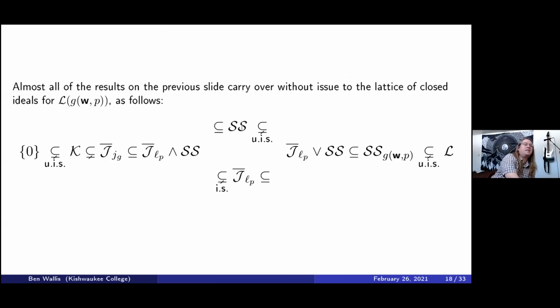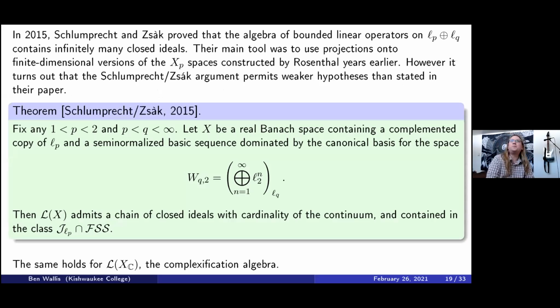So what can we do? How can we further explore this closed ideal structure? Well, I'm sure Thomas is going to laugh here because in 2015, Thomas Schlumprecht and Andrzej published this paper on the bounded linear operators on LP plus LQ, and showed that they contained infinitely many ideals. In fact, a chain of cardinality the continuum many closed ideals. And their main tool was to use these projections, stringing together these projections onto these finite dimensional versions of the Rosenthal XP spaces.